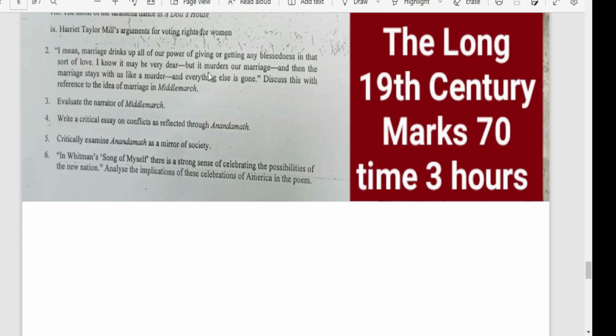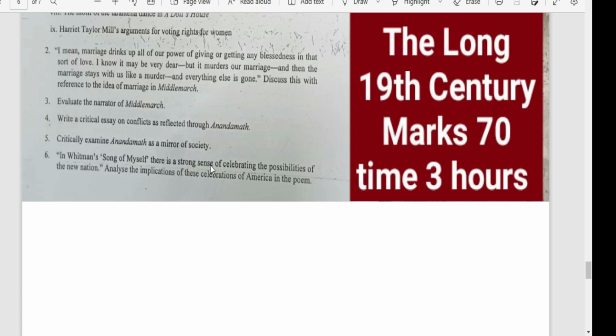I mean, marriage drinks up all our power of giving or getting any blessedness in that sort of love. I know it may be very dear, but it murders our marriage, and then marriage stays with us like a murder, and everything else is gone. Discuss this with reference to the idea of marriage in Middlemarch. Evaluate the narrator of Middlemarch.